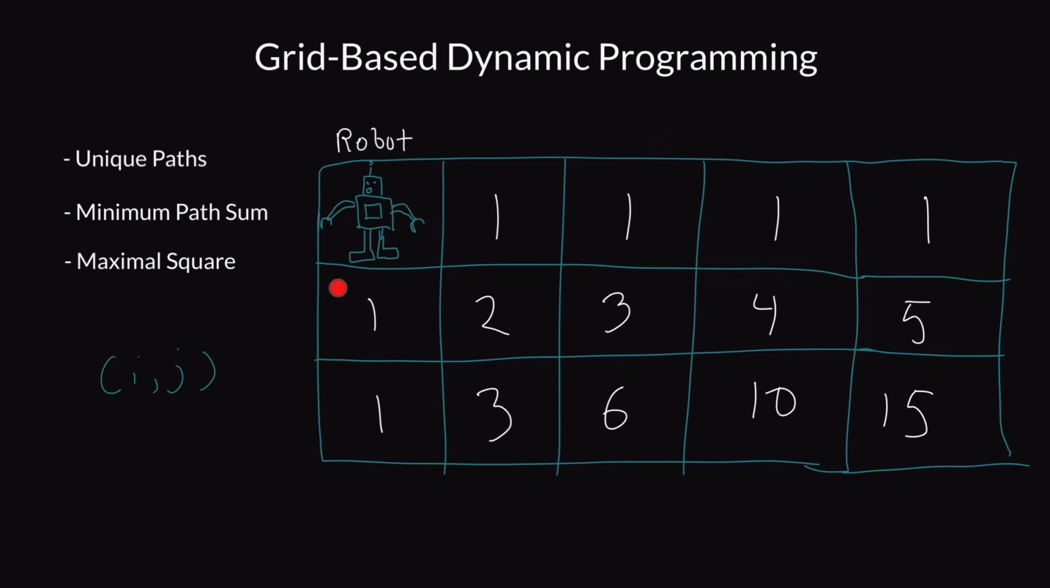For example, this grid represents the number of unique paths this robot can take. As you can see, the numbers in this matrix incrementally build up from our starting point here, where the robot is, all the way to the bottom right, our endpoint.